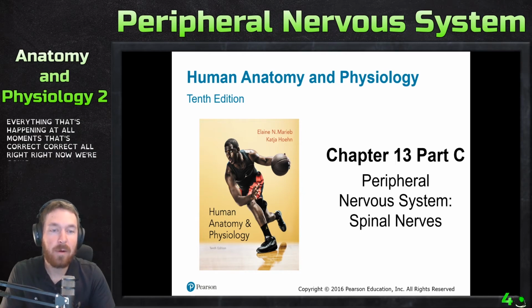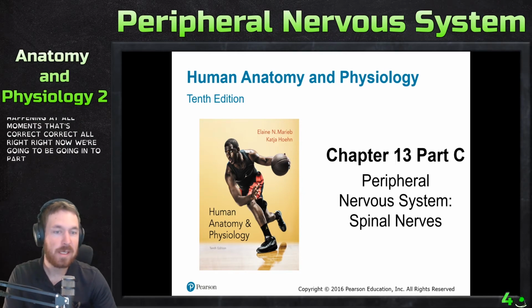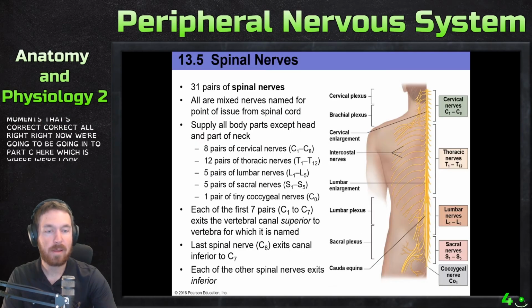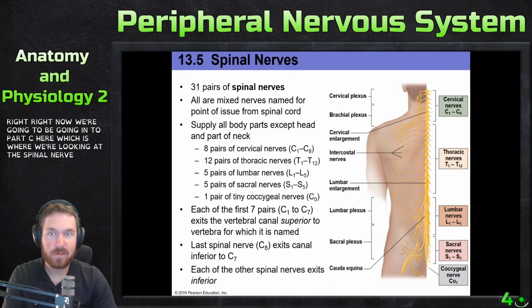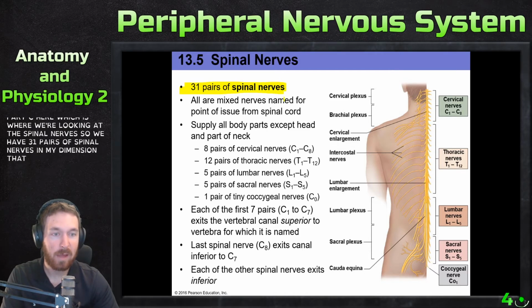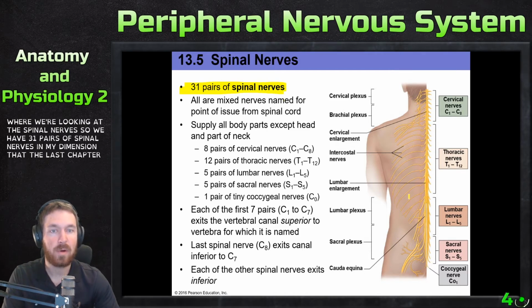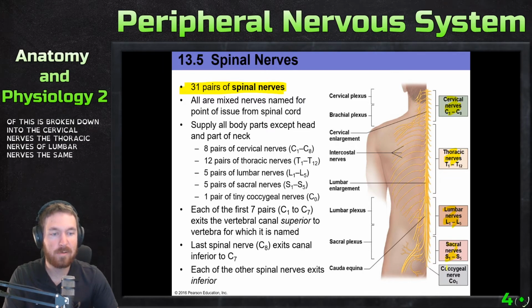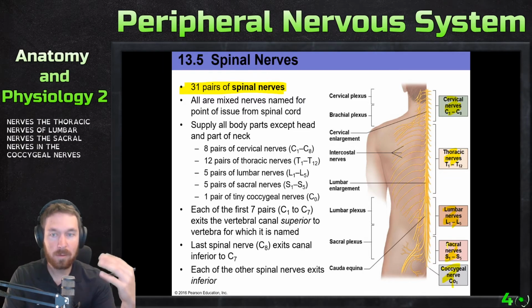All right, now we're going to be going into part C, where we're looking at the spinal nerves. We have 31 pairs of spinal nerves. I might have mentioned that last chapter. This is broken down into the cervical nerves, the thoracic nerves, the lumbar nerves, the sacral nerves, and the coccygeal nerves. I'm going to go through this pretty quickly.